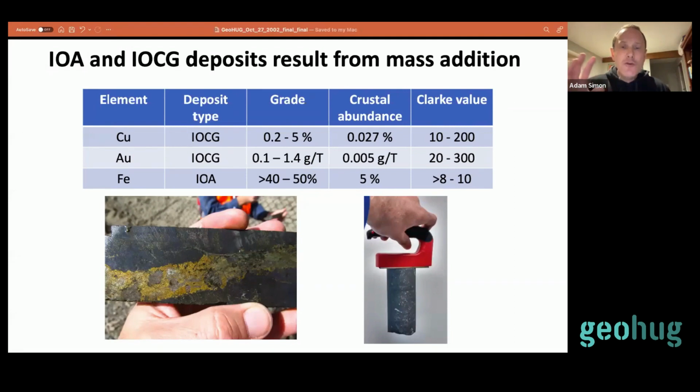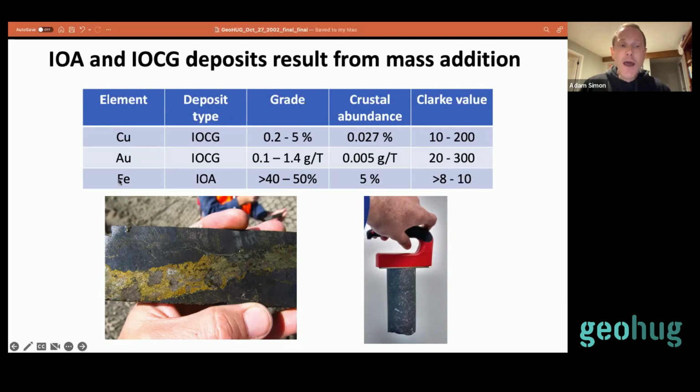Now, each of these two deposit types results from mass addition to pre-existing porous and permeable rocks. So if we look here at this table, on the left, I've got the three elements: copper, gold, and iron. If we look at the first two, copper and gold, which are mined from IOCG systems, this is the grade for copper globally. It ranges from about 0.2 to 5% copper and about 0.1 to 1.4 grams per ton gold. And if we look at the crustal abundance of copper and gold, what IOCG deposits represent is the addition of 10 to 200 times more copper than we find in average continental crust, and 20 to 300 times more gold than we find in average continental crust.